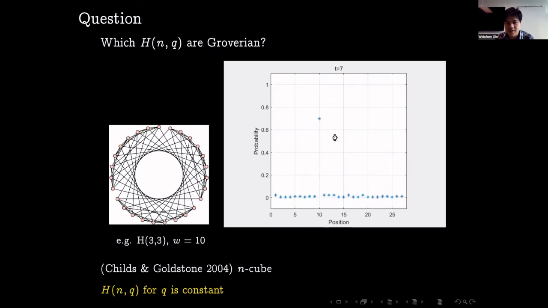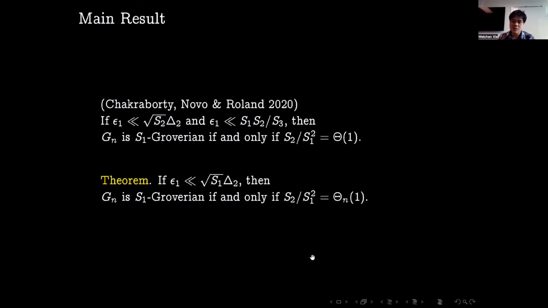And again, this is a simulation for the H33 with the target vertex lying on vertex number 10. You can see after a short time, the probability of measuring the target state becomes significant. So to see why this would work, we have to introduce our main result.